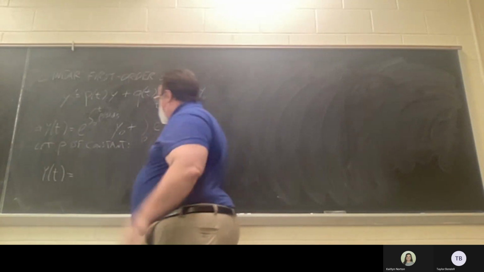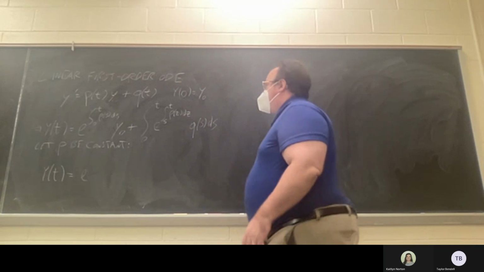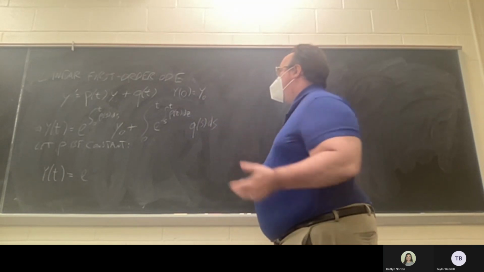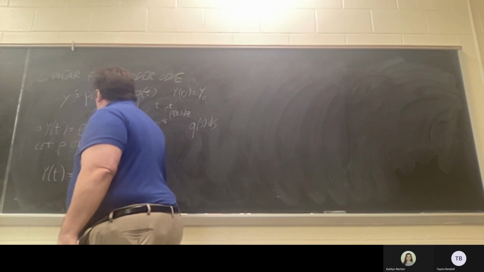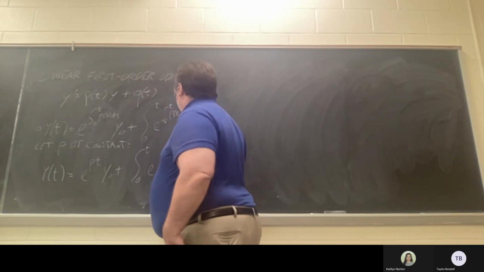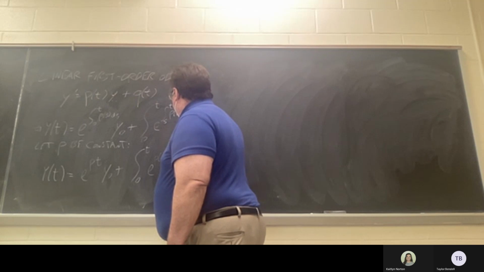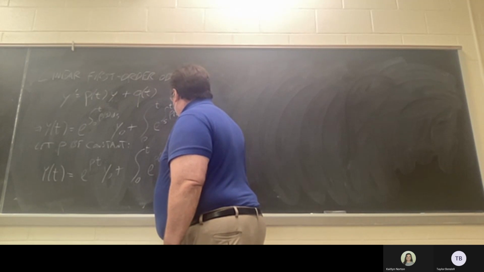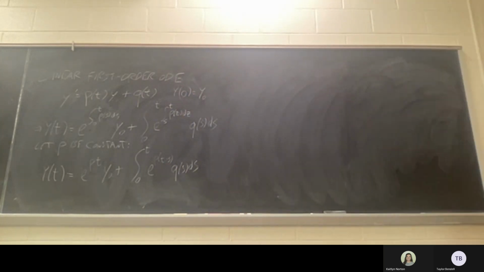So y of t becomes, now the integrals will just be equal to p times the difference of the limits. So we just have e to the pt, y naught, plus the integral from 0 to t of e to the p times t minus s, q of s ds. So a bit more digestible. Okay.